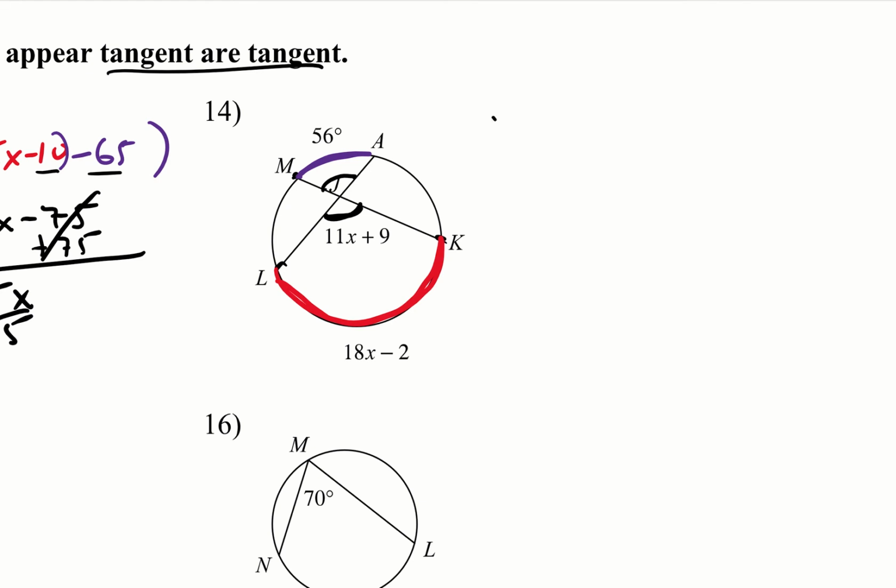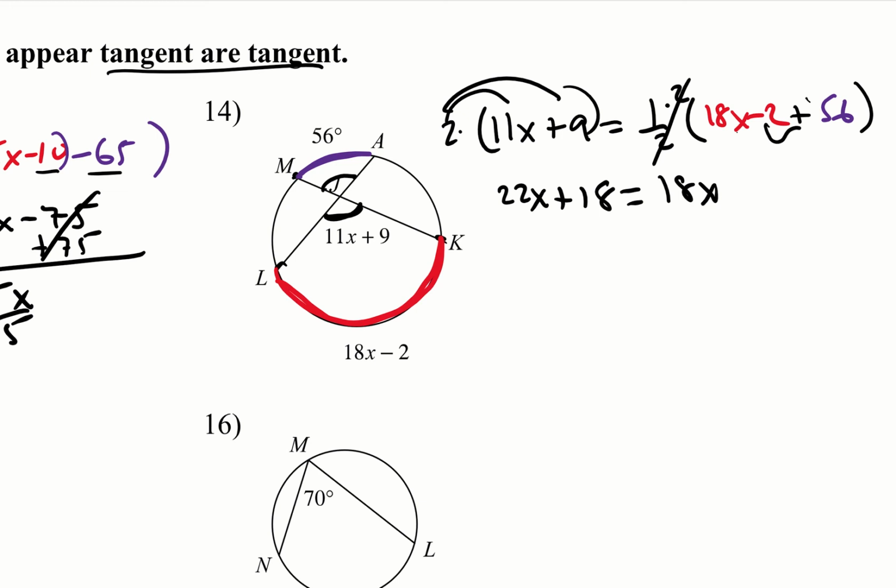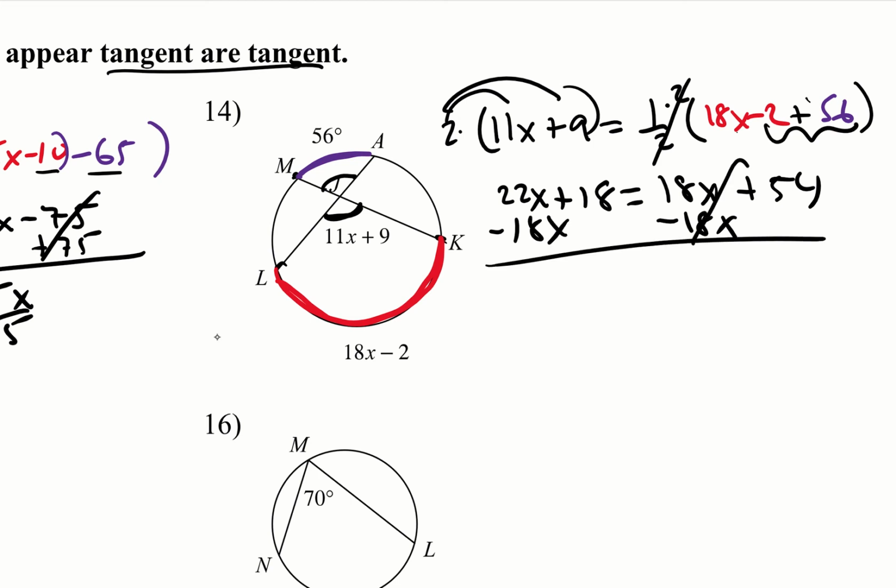All right, so we know that the angle has to equal half the sum of the red intercepted arc and the purple one. There you go. So there's our equation. We'll solve it. Let's get rid of the half by timesing it by 2. So we'll times each of these by 2. So that's going to be 22x plus 18. All right, so now we got 18x minus, then we got to do negative 2 plus 56, which is positive 54. Then we'll solve for x here, the usual algebra 1 stuff.